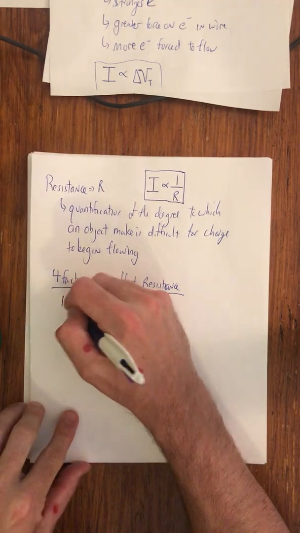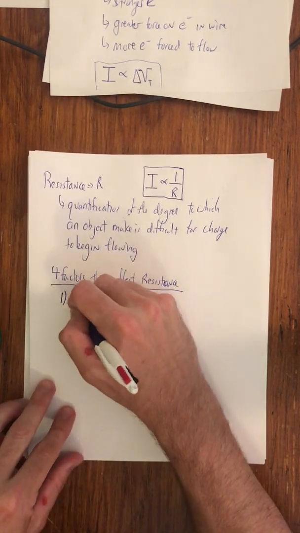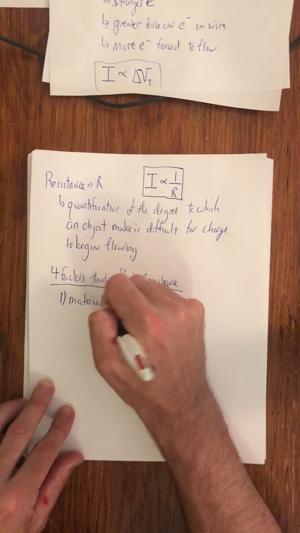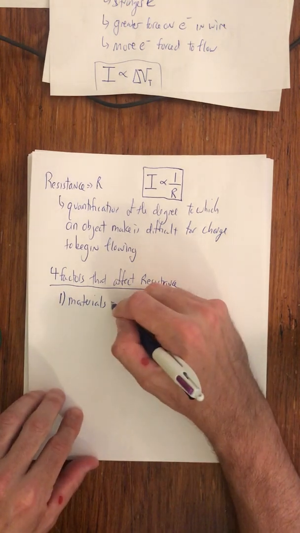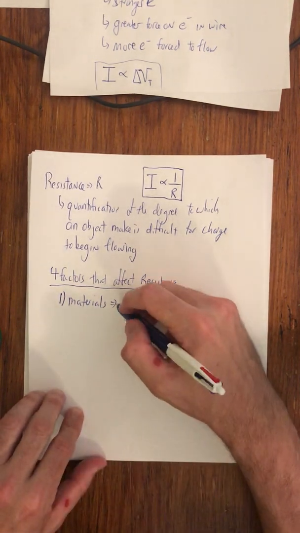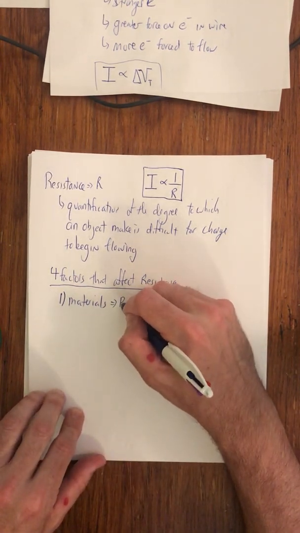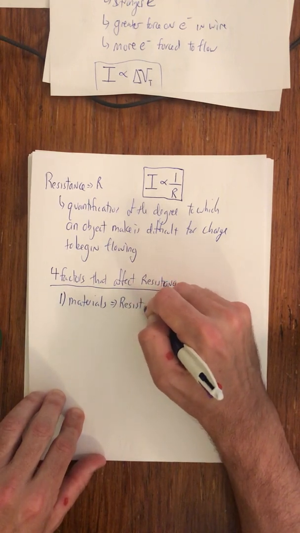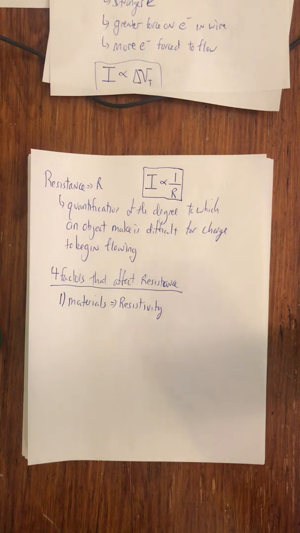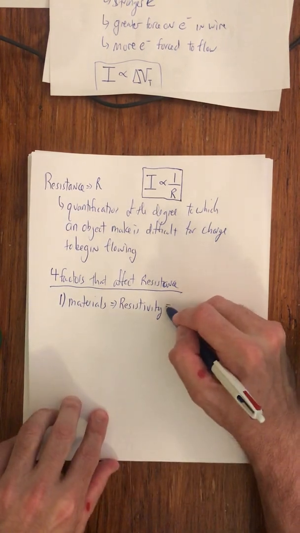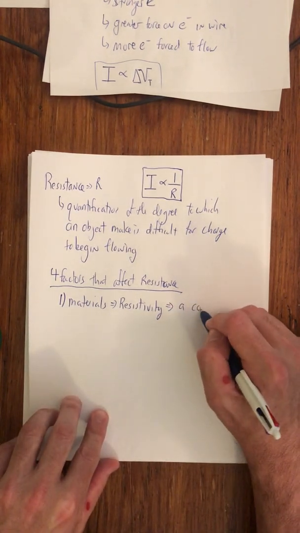The first, I think, and most obvious factor that affects resistance is materials. So there is a distinction between copper and wood. Copper allows charges to flow very easily, wood does not. And so here's a really terrible word, but we're going to use it anyway, because there is a constant known as resistivity, which is different than resistance. Resistivity is a constant for a material.